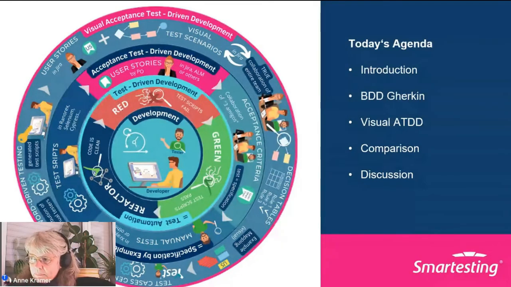Those circles you can turn around, and it will help me to explain what we are talking about today. So today's agenda is first the introduction, where we are already in the middle of the introduction. Then I will talk about where we come from: development, test-driven development, acceptance test-driven development, and then visual acceptance test-driven development. I will explain what BDD Gherkin means, and then we come to the core part, which is the comparison of the two approaches, and hopefully the discussions we will then have.